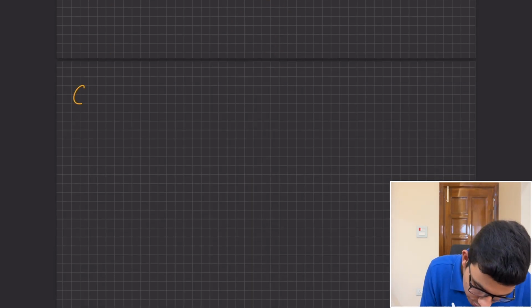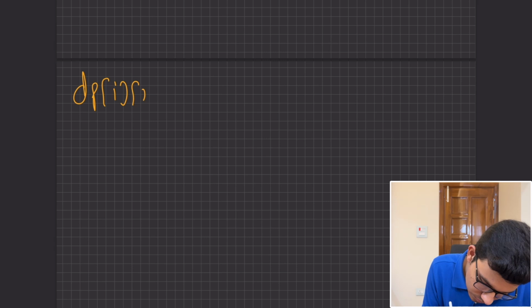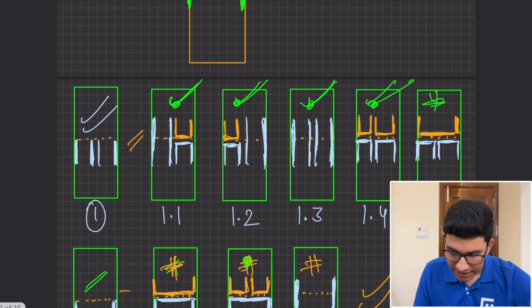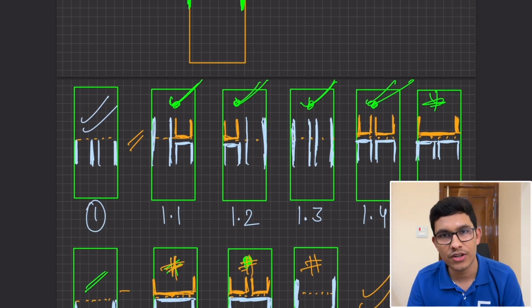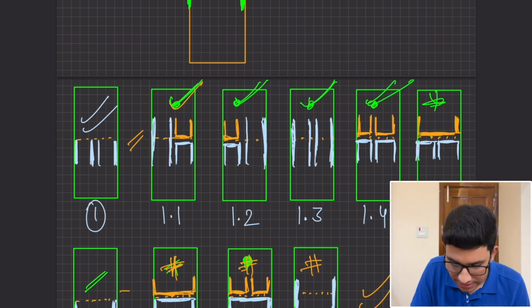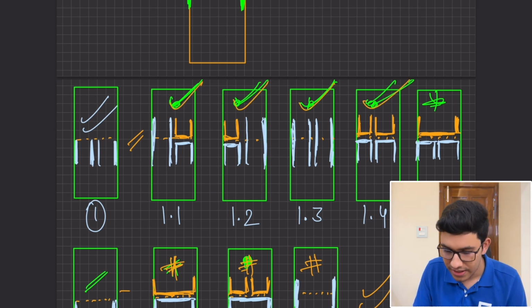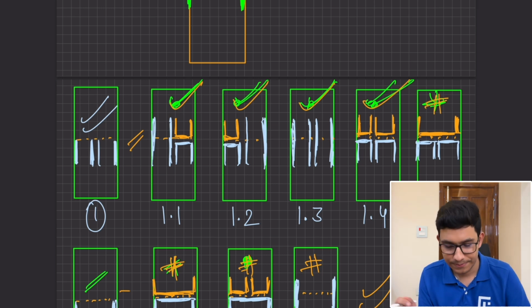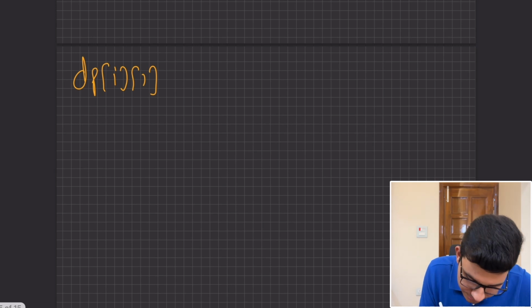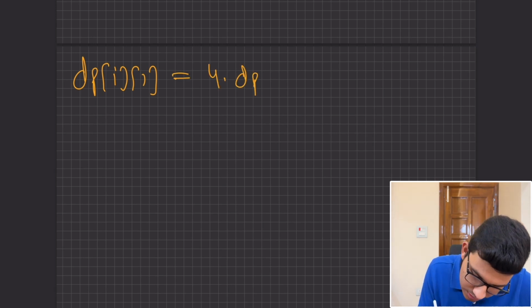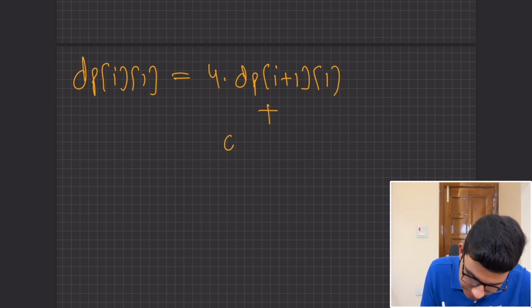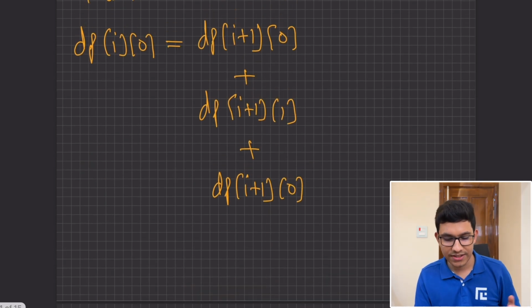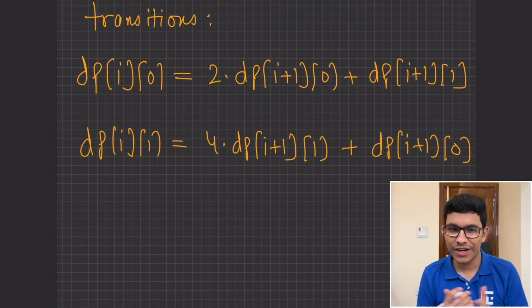Similarly, if you were to look at dp of i comma 1, there are these 5 cases, right? And 4 of them are nothing but dp of i plus 1 comma 1. This is dp of i plus 1 comma 1. This is dp of i plus 1 comma 1. Same. But this is a different case where you say dp of i plus 1 comma 0, right? So this is going to look something like this, that you have 4 times dp of i plus 1 comma 1 plus dp of i plus 1 comma 0. This is how the transitions are going to look like. All right, so these are the transitions.